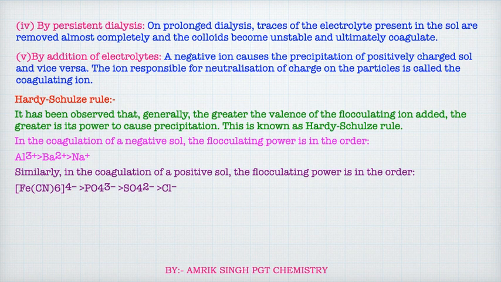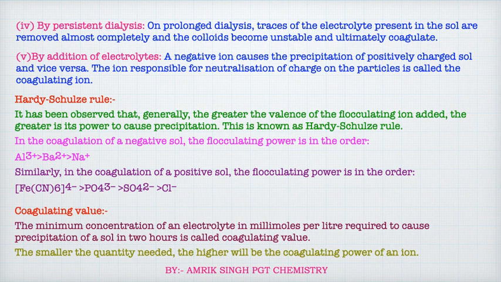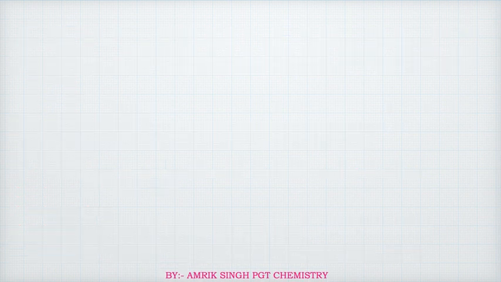Similar is the next case, coagulation of a positive sol, the flocculating power is given below. And coagulating value: the minimum concentration of an electrolyte in millimoles per liter required to cause precipitation of a sol in 2 hours is called the coagulating value. The smaller the quantity needed, the higher will be the coagulating power of an ion.